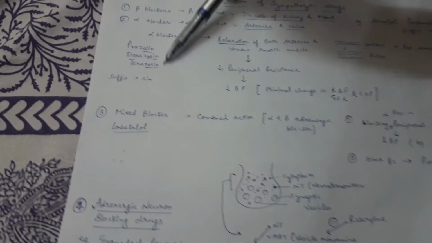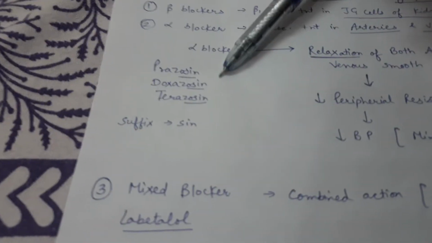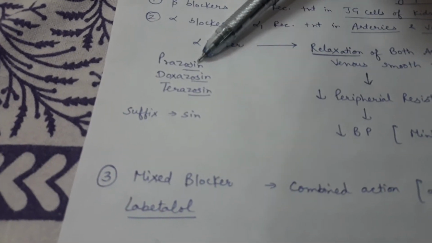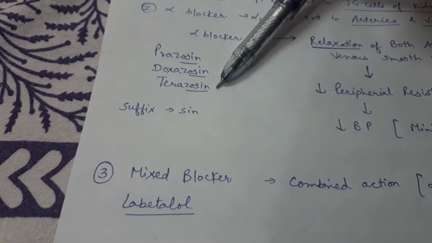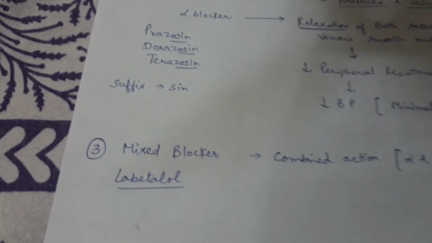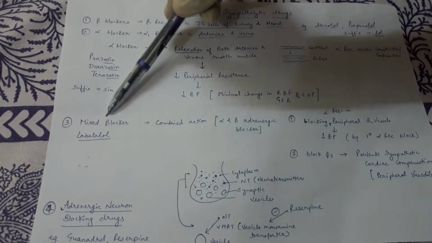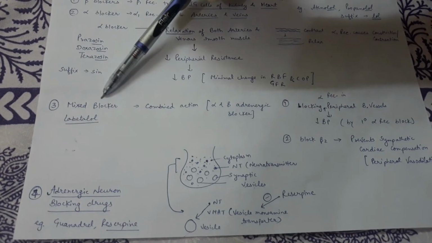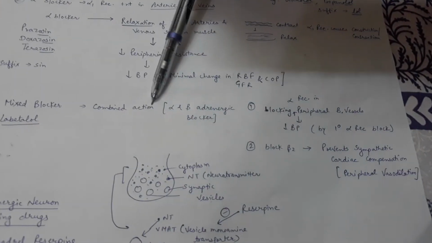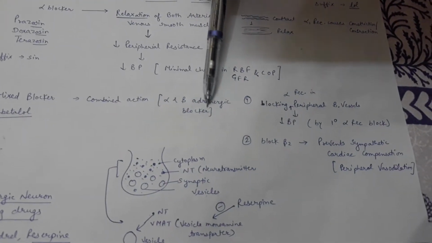These are the drugs which act as alpha blockers: prazosin, doxazosin, and terazosin. The suffix is -sin. Now the third class of sympatholytic drug is mixed blockers, meaning they act as an alpha blocker as well as a beta blocker. So it has a combined action, alpha and beta adrenergic blocker.